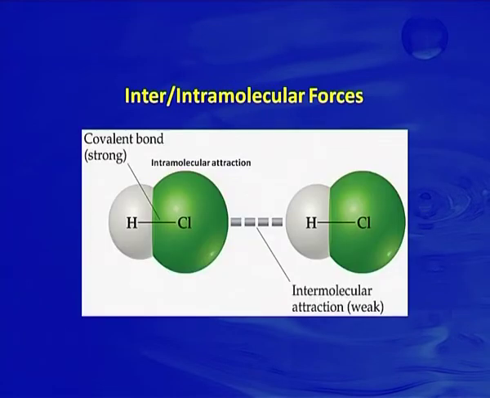Here is the picture which shows inter and intramolecular forces. Where is inter and where is intra? Here we see in the picture two molecules of HCl. The bonding between H and Cl is a covalent bond, that is intramolecular attraction, within the molecule of HCl. The attraction between two molecules of HCl is known as intermolecular attraction, that is a weak attraction.